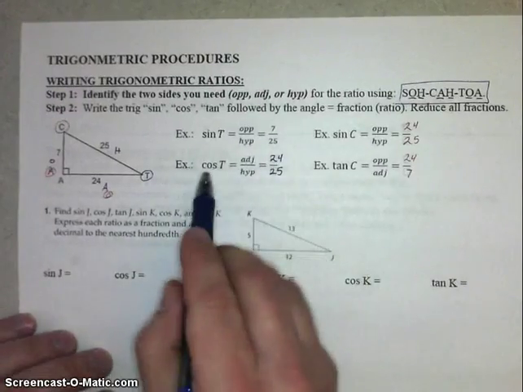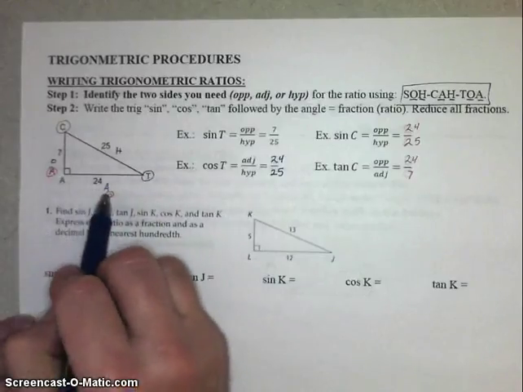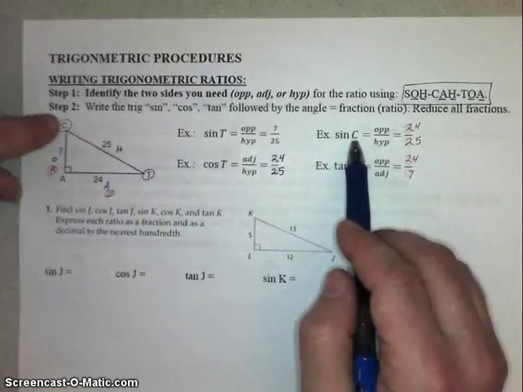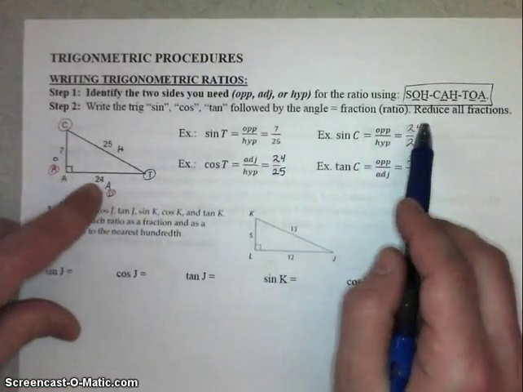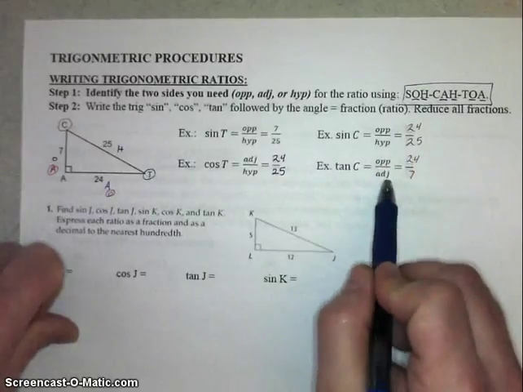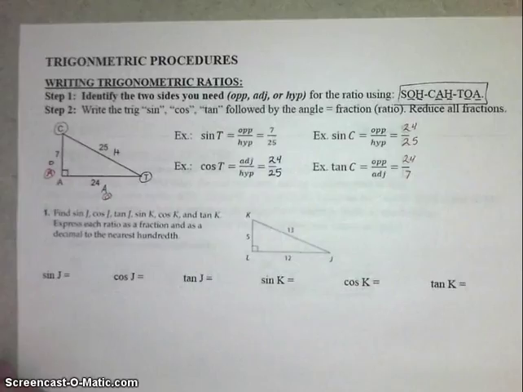For angle T, the cosine of T is adjacent over hypotenuse, so 24 over 25, but then we change to angle C. The sine of angle C, the opposite leg of C is now the 24, hypotenuse is still 25, and the opposite and adjacent ratio for tangent is 24 over 7.